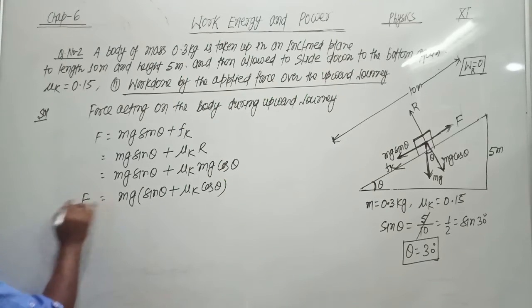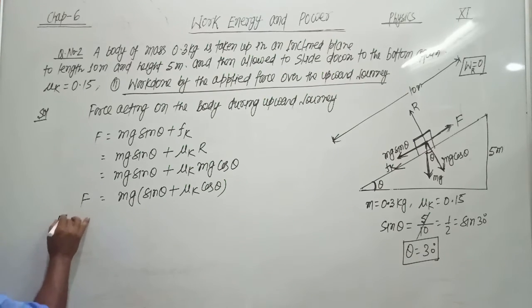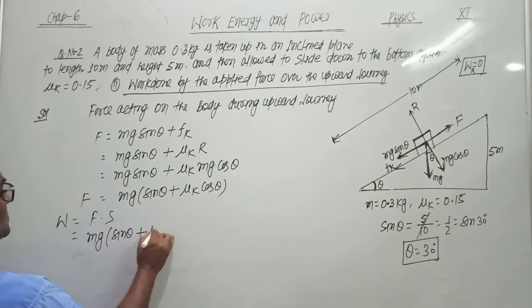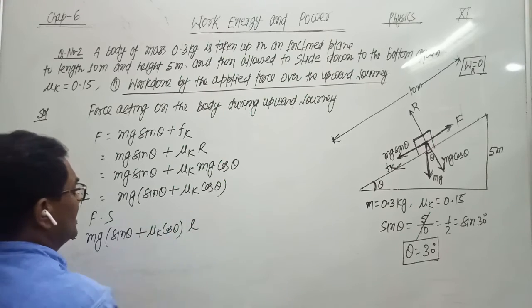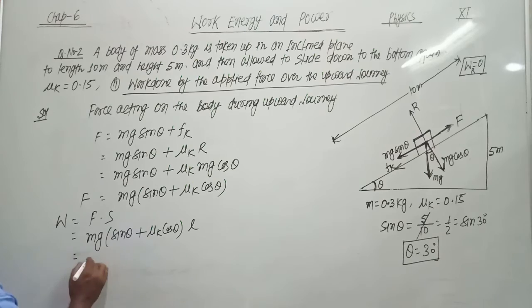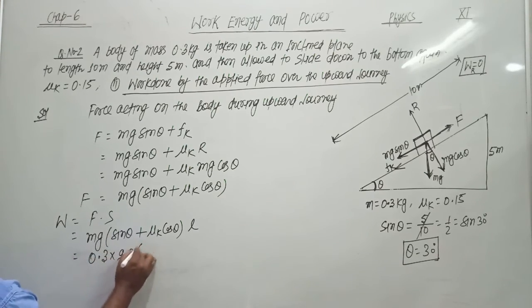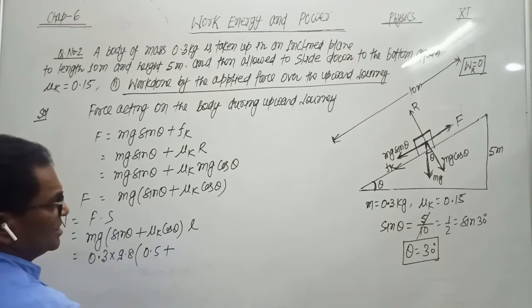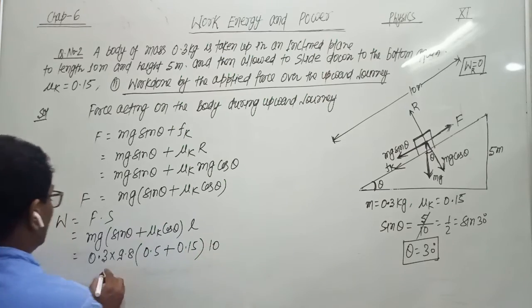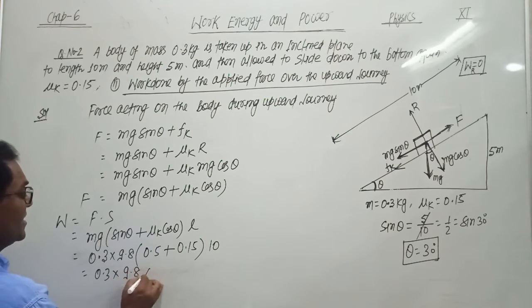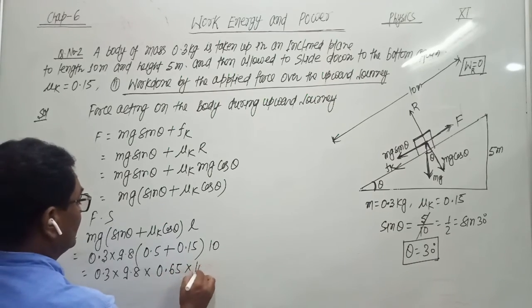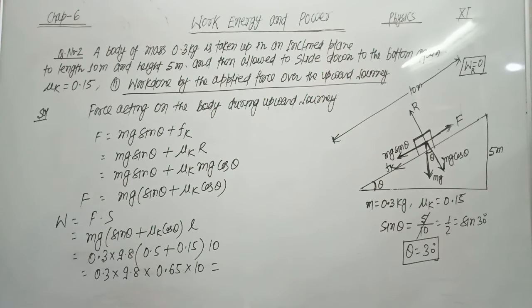This is the applied force, and work done equals force into displacement, W equals F into S. So force is mg into sin theta plus mu k cos theta, and displacement S is the length L. Now put the values: mass 0.3, g 9.8, sin 30 degrees is 1 by 2, which is 0.5. The value of mu k is 0.15 and L is 10.